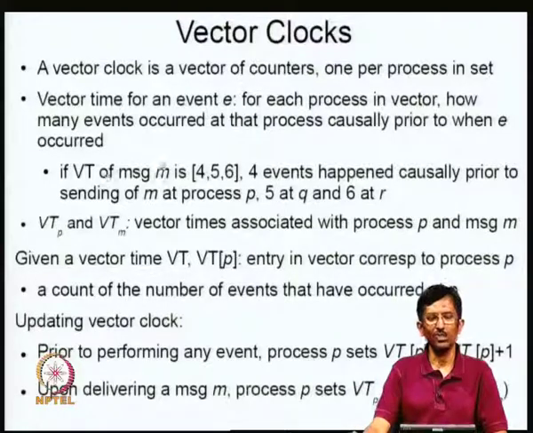For example, suppose there is a message M and I say its vector time is 4, 5, 6. What does it mean? That means the message M has been sent and received at this process P. That means 4 events happened causally prior to the sending of M at process P, 5 at Q and 6 at R. Essentially, you have fairly detailed information about what happened at each of the nodes P, Q, R.